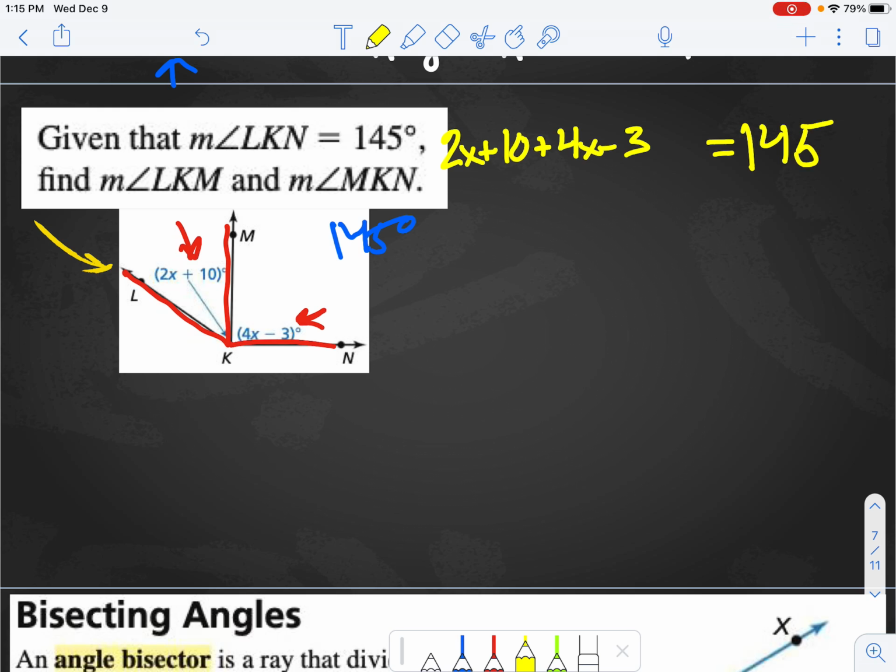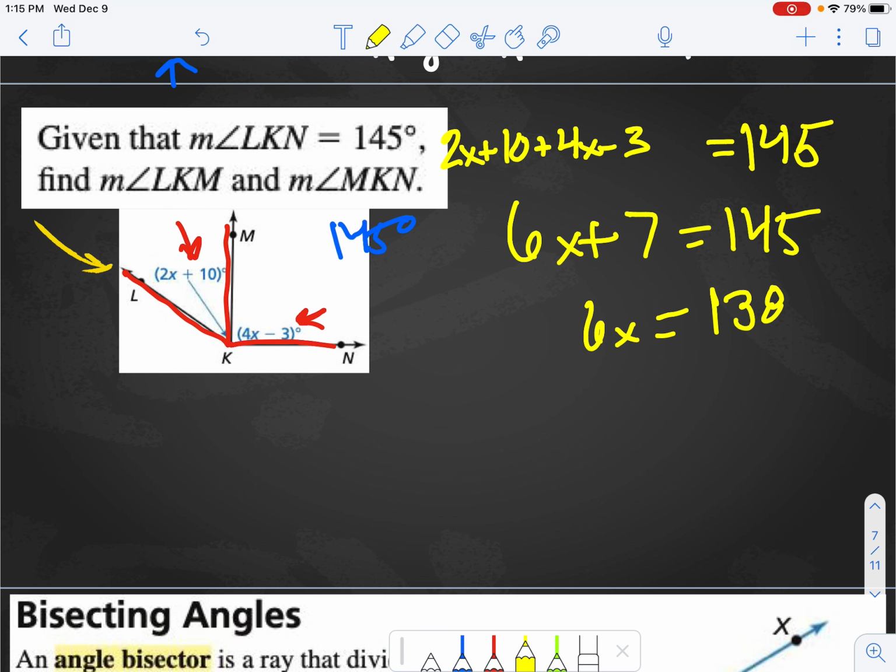The first step is we're going to want to simplify with our x's. So we have a 2x and a 4x. That will give us 6x plus 10 minus 3. 6x equals 138. And that means that x should equal 23. Now we're not done, right? Because we just found what x equals.